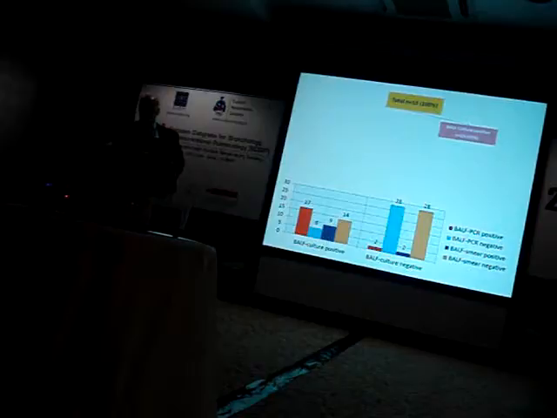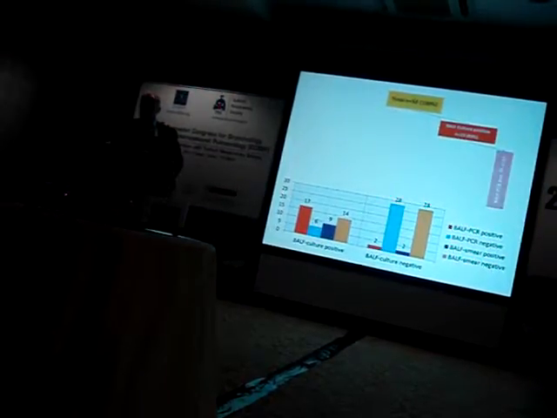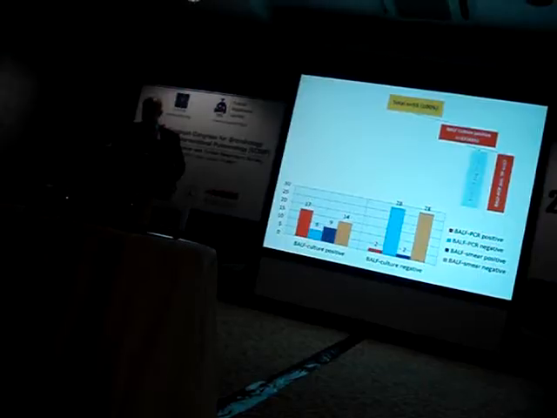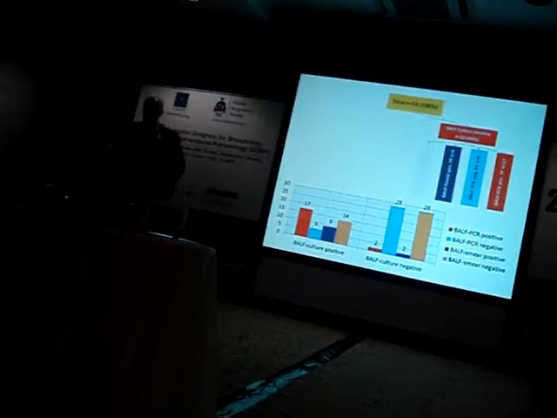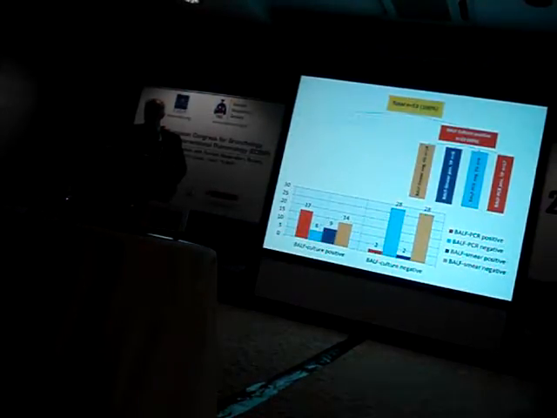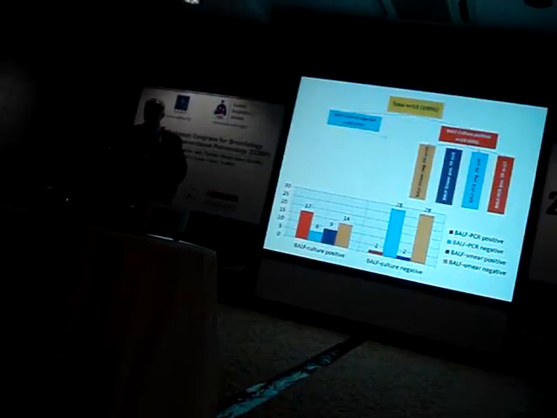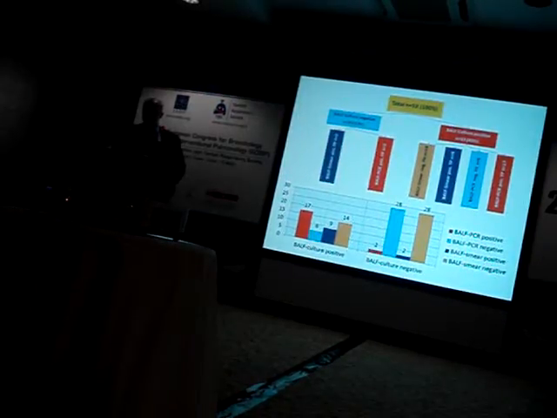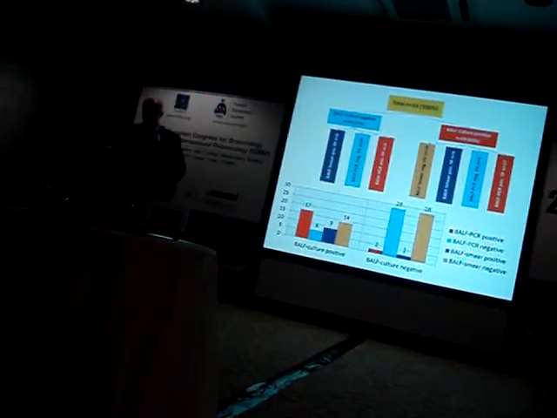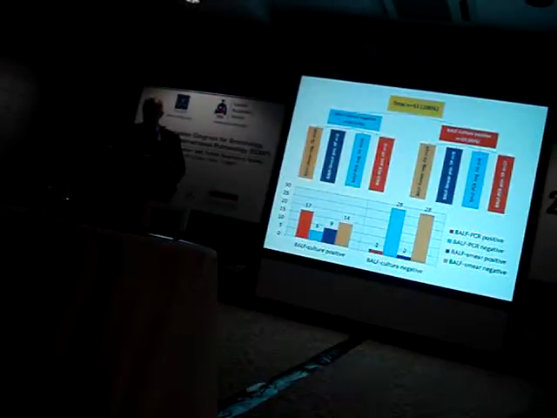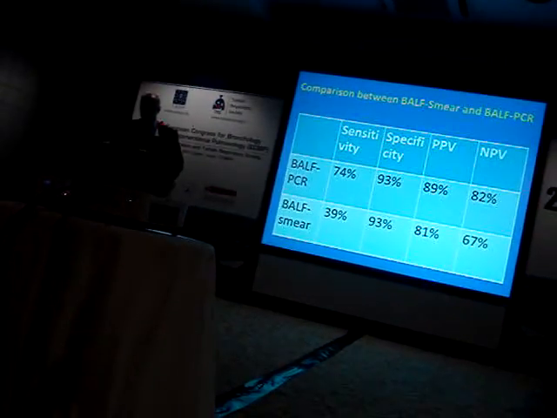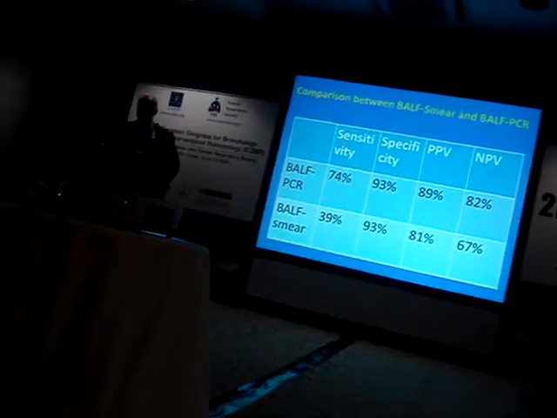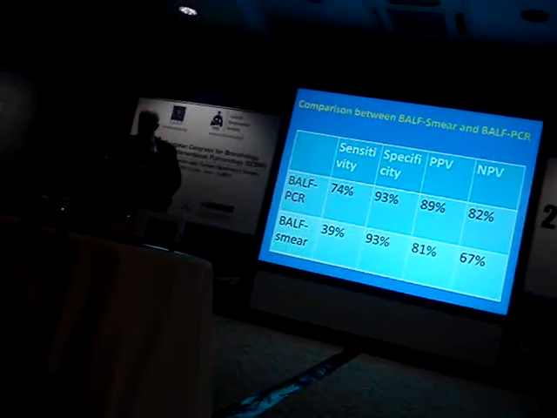Among 23 culture positive cases, BAL PCR was positive in 17 cases and negative in 6 cases. Relatively, BAL smear was positive in 9 cases and negative in 14 cases. In culture negative 30 cases, both the BAL PCR and BAL smear were positive in 2 cases, false positive cases, and negative in 28 cases, true negative cases. As you can see, the difference in sensitivity between BAL PCR and BAL smear is evident. The specificity is the same.